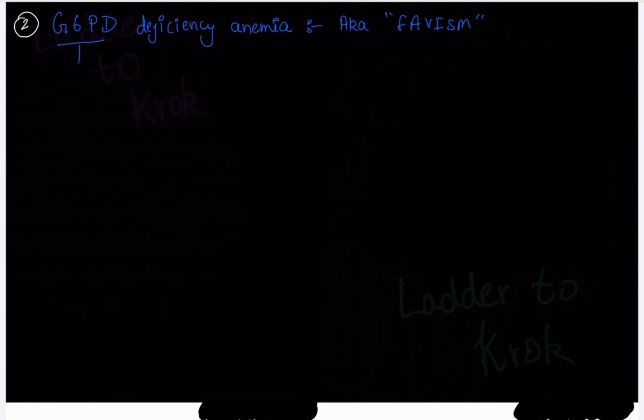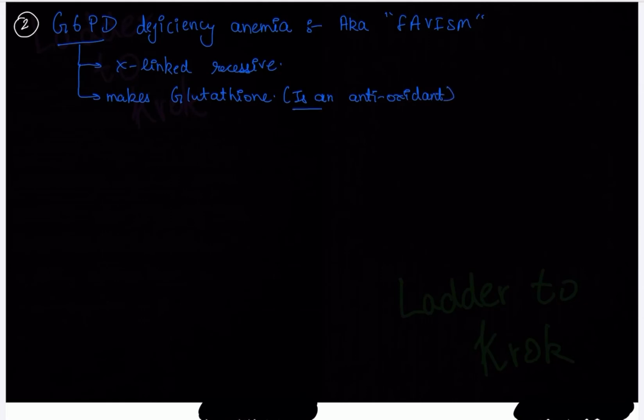This G6PD deficiency anemia is X-linked recessive. Normally, what does G6PD do? G6PD helps make a component, to be precise not an enzyme, called glutathione. This glutathione is an antioxidant.